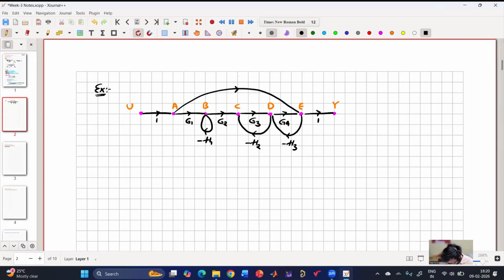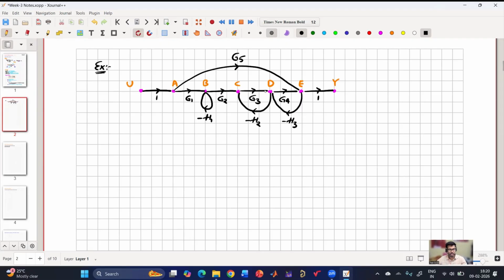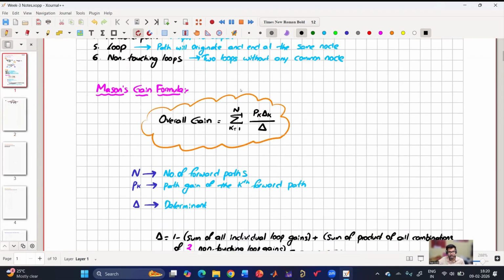Okay. So this is the circuit. For any circuit, first we have to draw the signal flow graph. This is the signal flow graph. We have discussed at the beginning how to draw the signal flow graph for a given block diagram. Now, once the signal flow graph is done, we have to directly apply this formula.